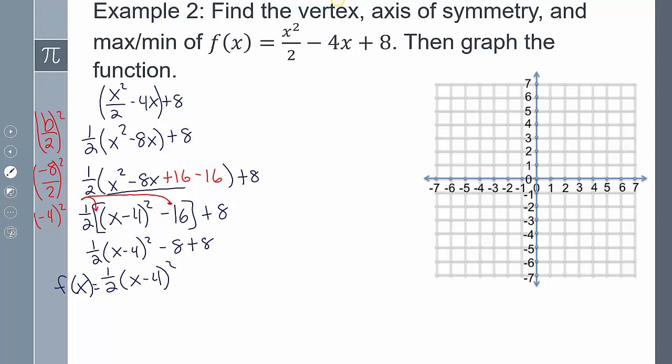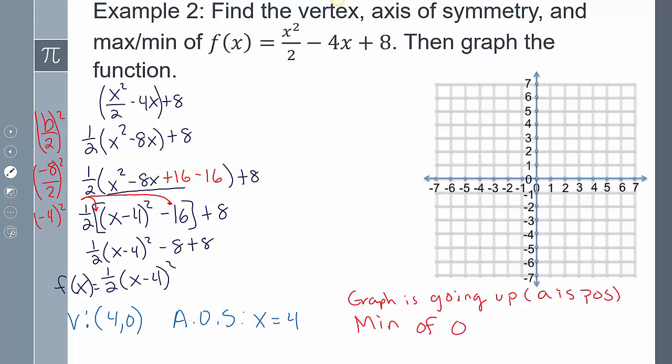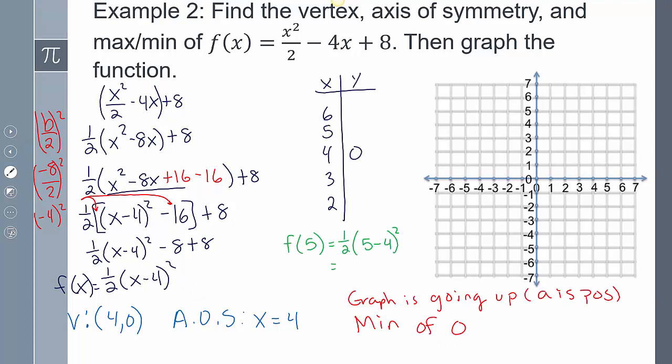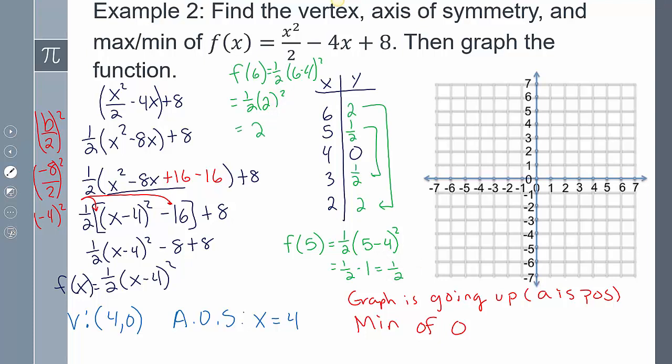So now finding the vertex, so I don't have a k, it's 0, so it's going to be 4, 0. My axis of symmetry is x equals h, so it's x equals 4. And then the max and min, well, it's facing up again, so I know it's going to be a minimum, and there's no k here, so it's going to be a minimum of 0. So now graphing it, we already know how to do. If I plot my vertex at 4, 0, and then pick smaller values and greater values, and this is just the work finding all the different values for that. And so once you have it, you can go through and you can plot it, and then you get your graph.